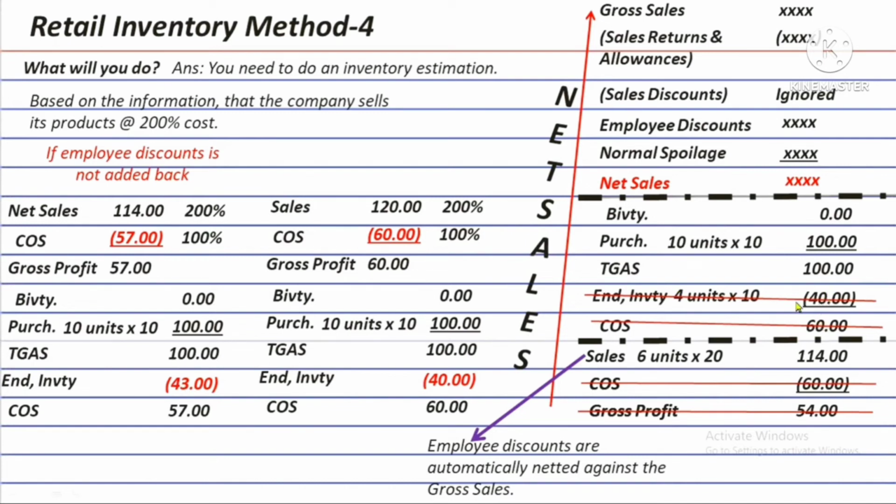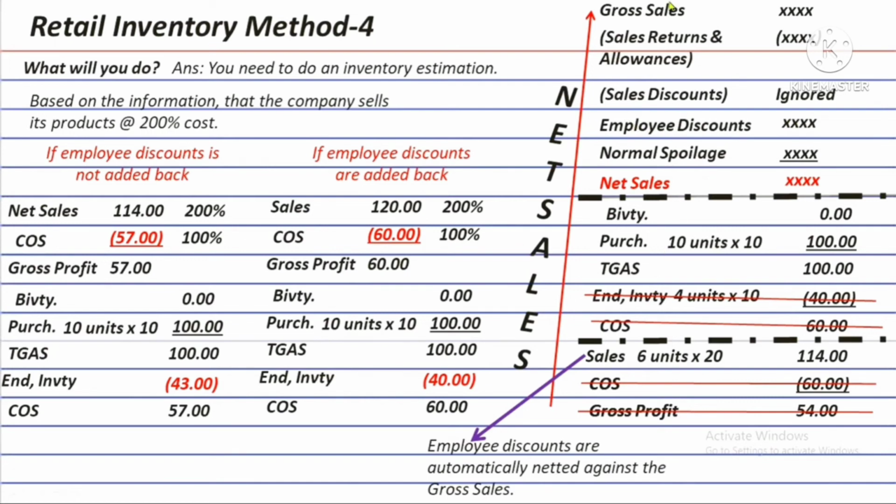Now, if you add the employee discounts, as what is said here, then the sales will be 114 plus the employee discounts of 6. The sales will be 120. Then the cost of sales will be 60 and the ending inventory estimated will be 40. And this 60 and this 40, all of which coincide with the correct values here. So again, employee discounts should be added back. You need to remember that.